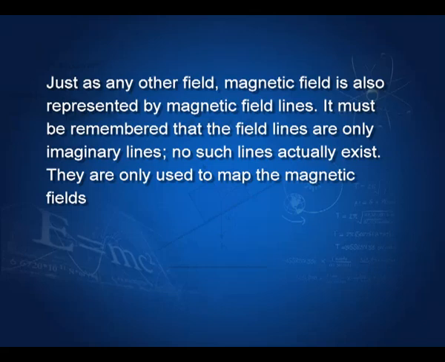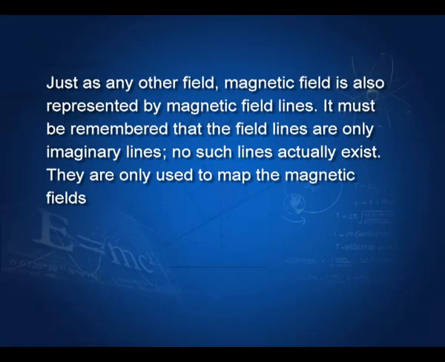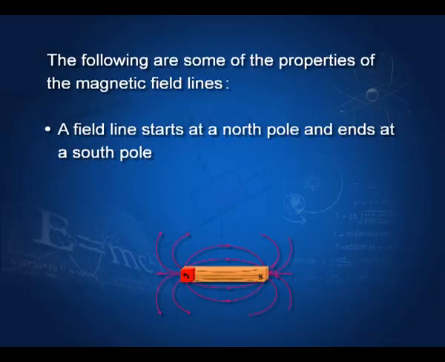This is called the magnetic field, and the magnetic field is represented, as the electric field is, by what are known as magnetic field lines. It must be remembered that the field lines are only imaginary lines. No such lines actually exist. They are used simply to map a given magnetic field. The following are some of the properties of the magnetic field lines.